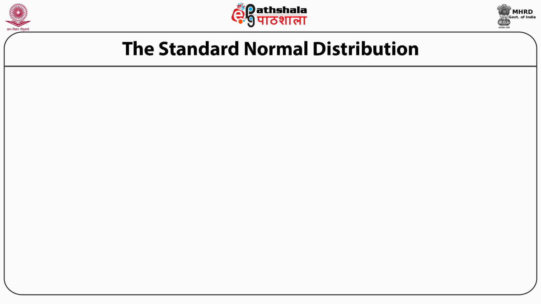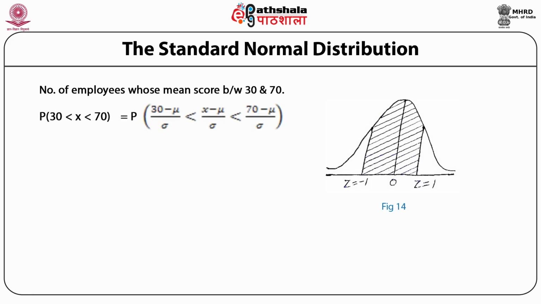Then the third is the number of employees whose score lies between 30 and 70. So again we write it like this, the probability that 30 is less than x less than 70, and we convert it into standard normal form. For this we subtract mu from all the entries and divide by sigma. So we have the probability that minus 1 is less than z less than 1, and accordingly you will find the values from the table.